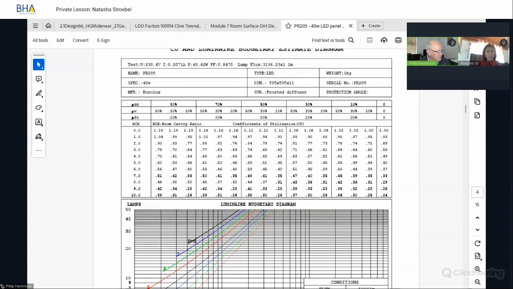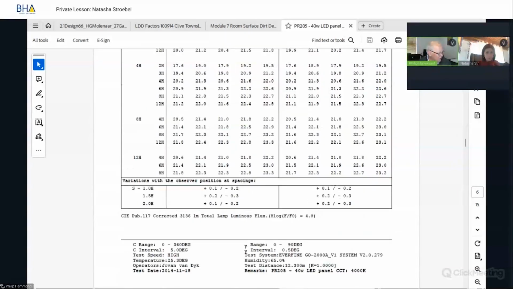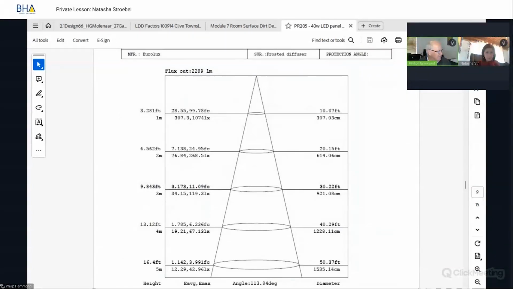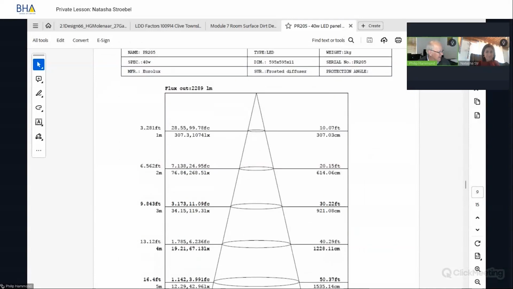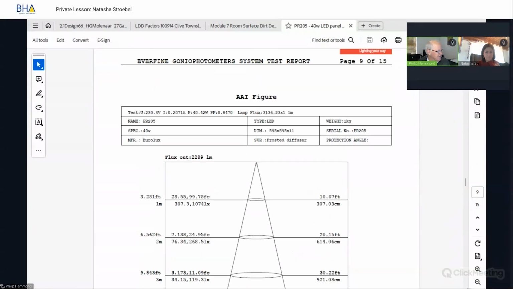All right. I want to familiarize you with the photometric data, the data that you will use. Then we're going to jump all the way to page 9. And we're going to talk about this lovely cone diagram. It's often referred to as a cone diagram because it looks like an ice cream cone upside down. All right? But it's also known as the UGR figure. That's the proper name for it.